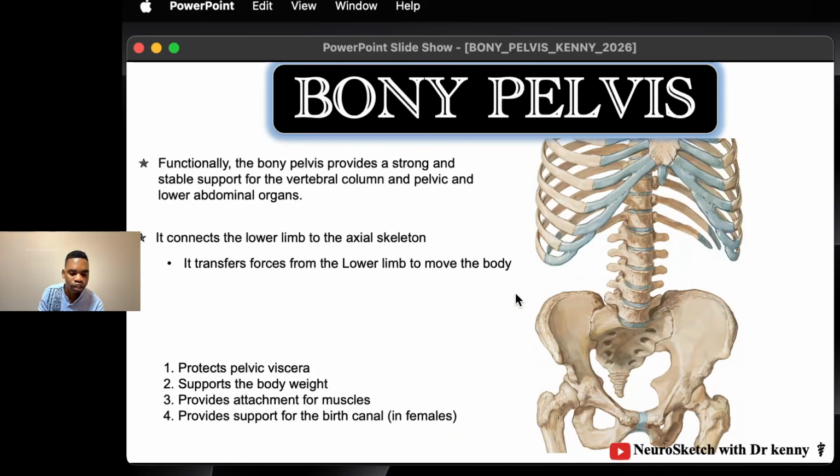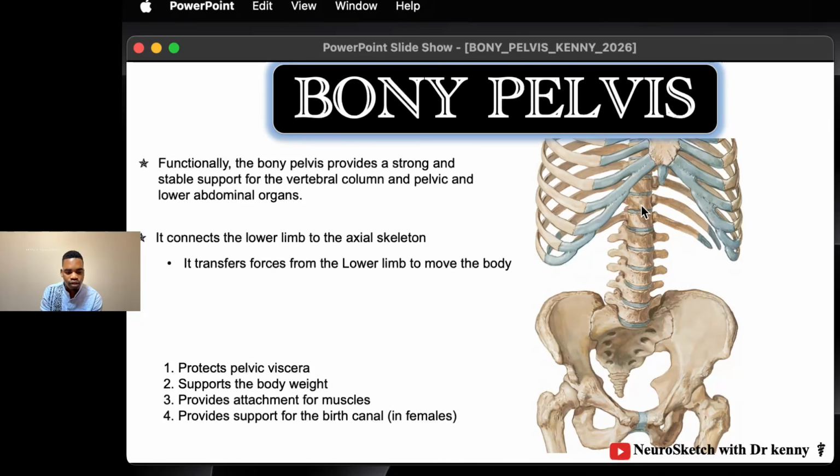What is the function of the bony pelvis? Number one, because they are bones, they should protect. So the very first thing that they do is protection, and they protect the viscera which are sitting within the pelvic cavity. These are the pelvic viscera. But they also support the body weight.